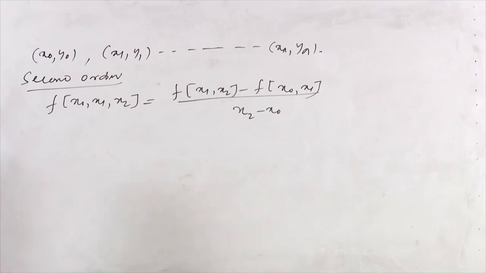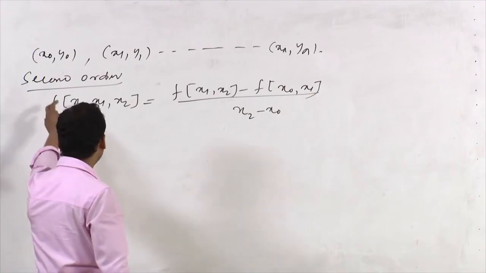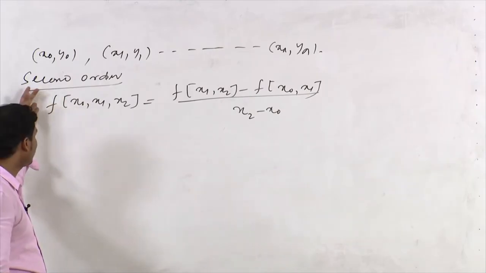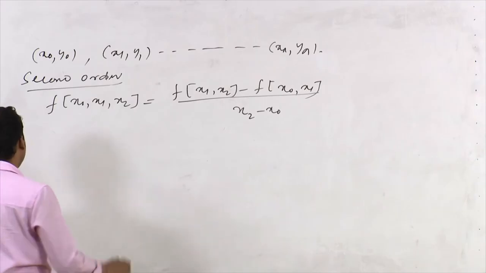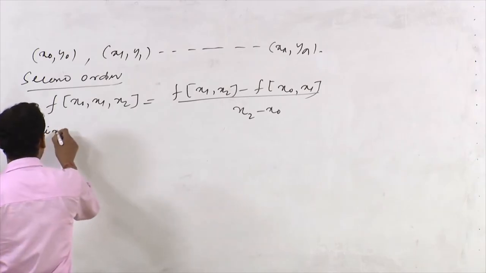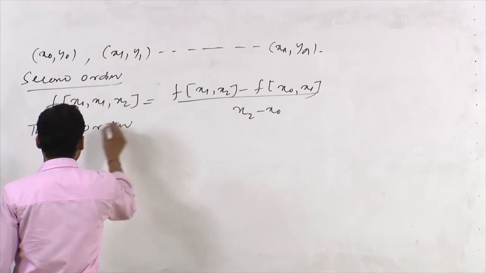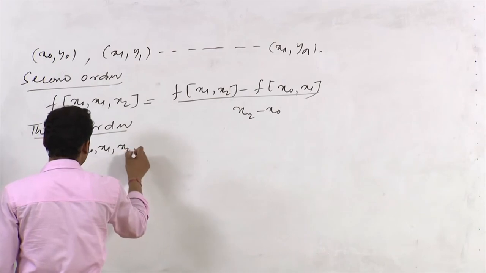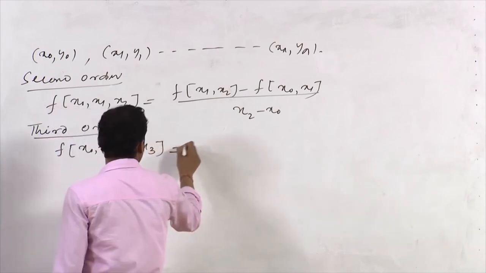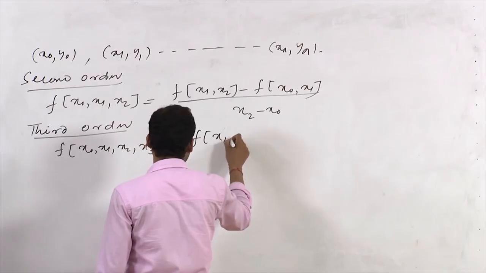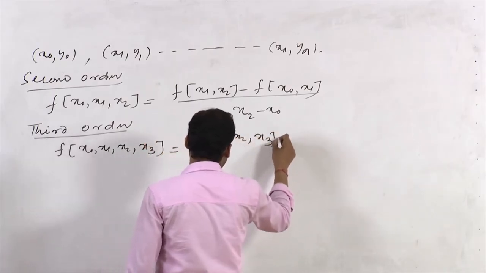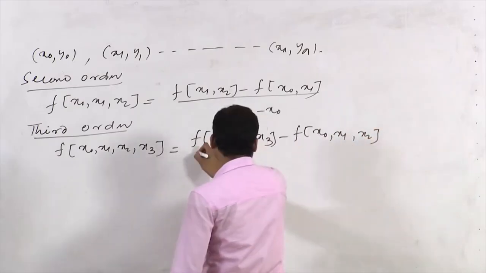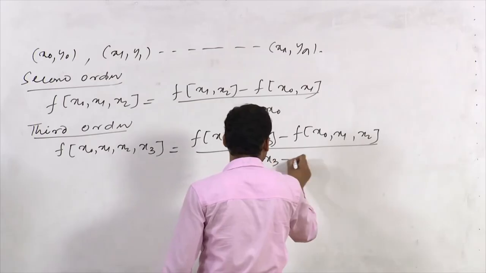If you see here, for the second order divided difference we consider three points, while for the first order divided difference we consider two points. So for the third order divided difference we have to consider four points, x0, x1, x2, x3. It can be written as f of x1, x2, x3 minus f of x0, x1, x2 divided by x3 minus x0.